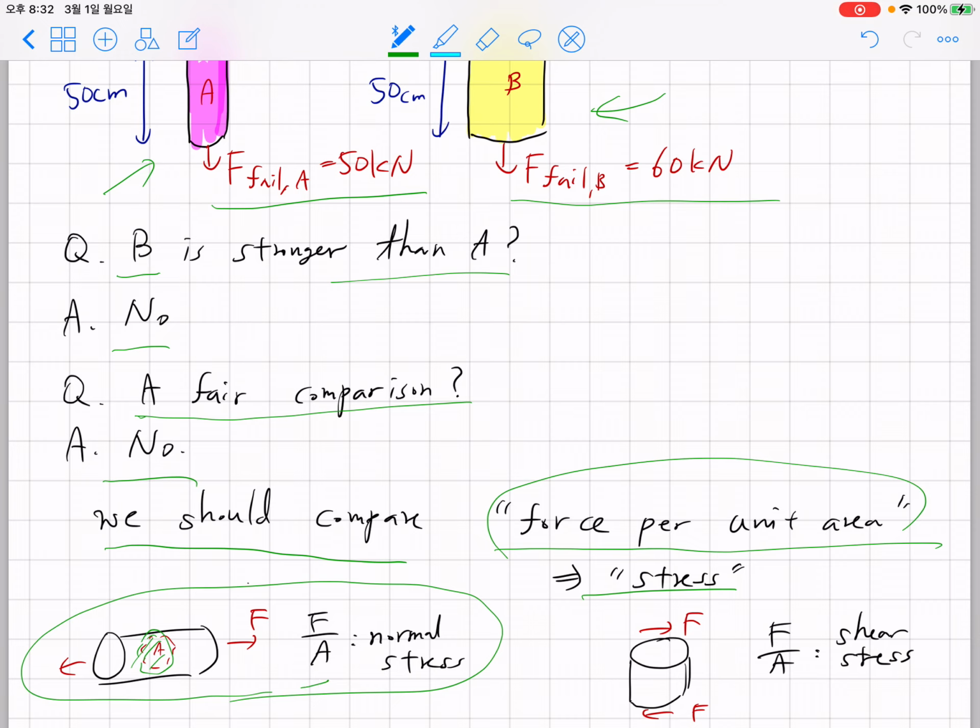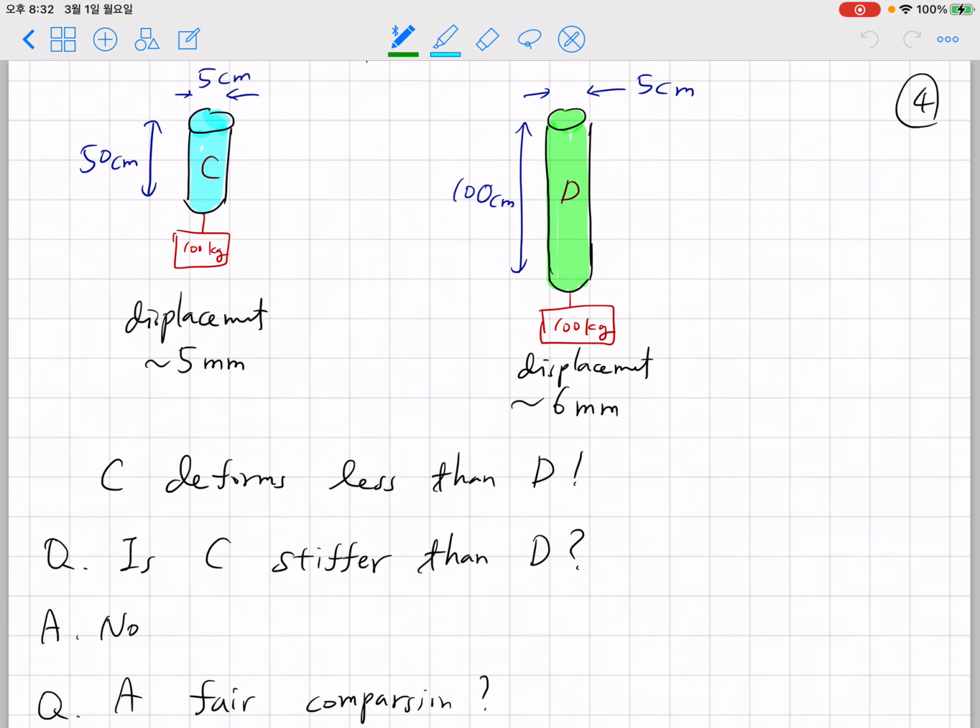If you apply your force parallel to this cross-section area A, then you define this as shear stress. So there are two kinds of stress: normal stress and shear stress. So now we have an understanding of the necessity of the stress definition. Now let's move on.